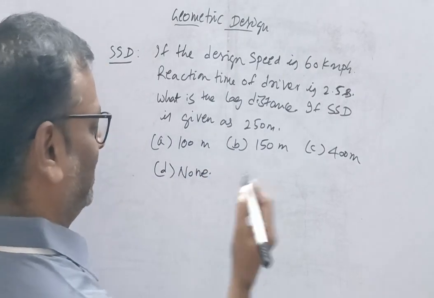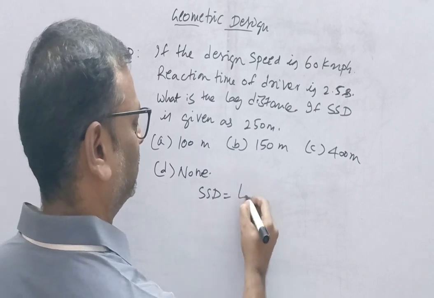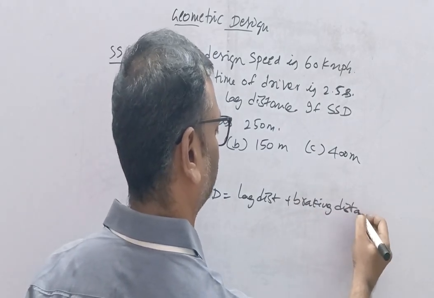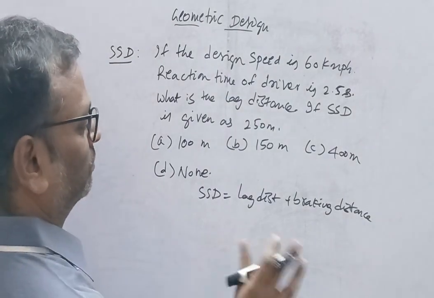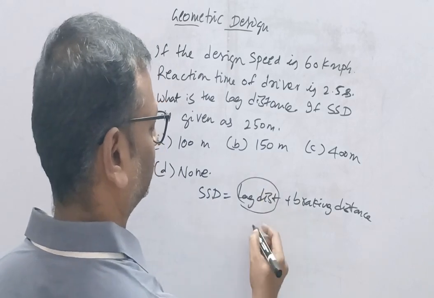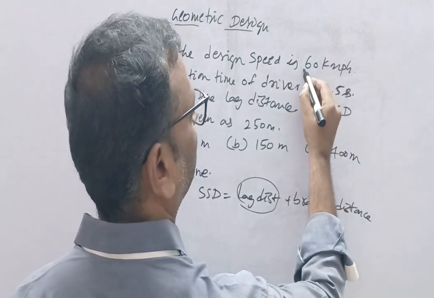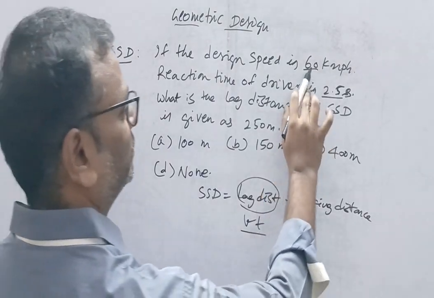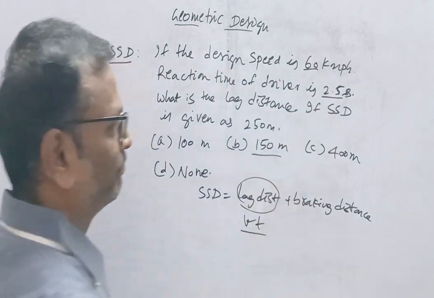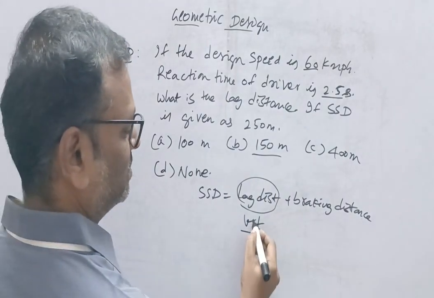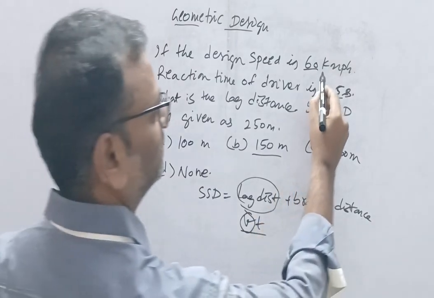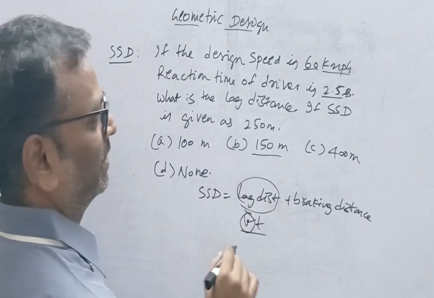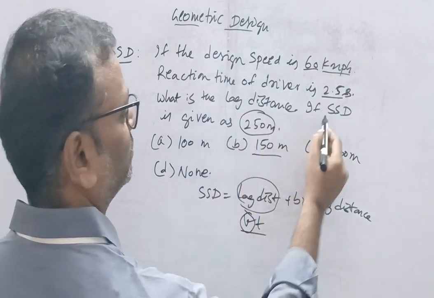So what is the lag distance? Stopping sight distance is lag distance plus braking distance, that we know. But this lag distance, what most of the people will do is simply multiply 60 into 2.5, that is 150 meter. So remember, this design speed is in km/h, but you have to convert it into meter per second and then calculate. So no need about this stopping sight distance.